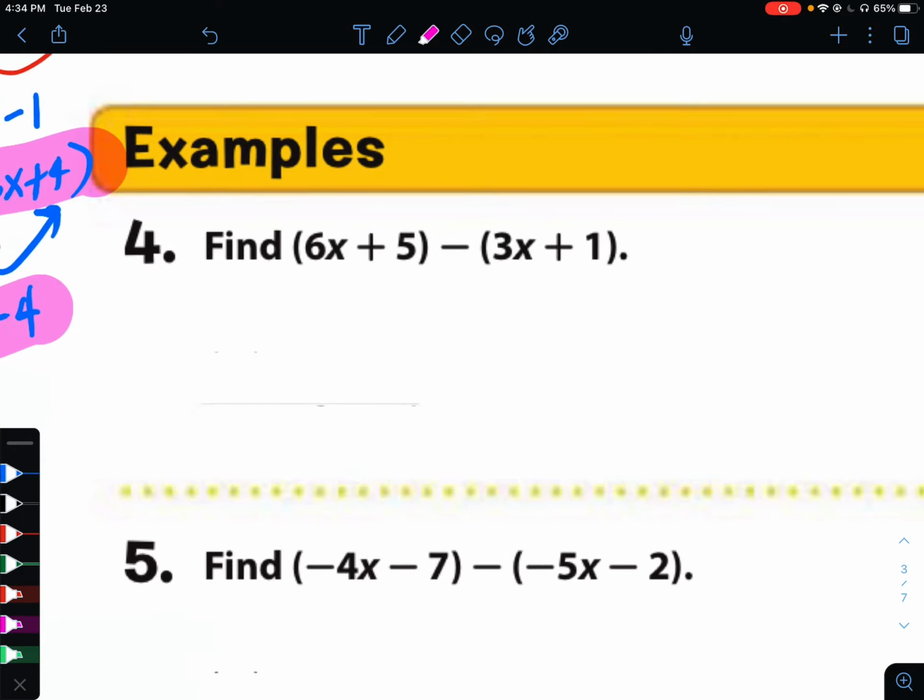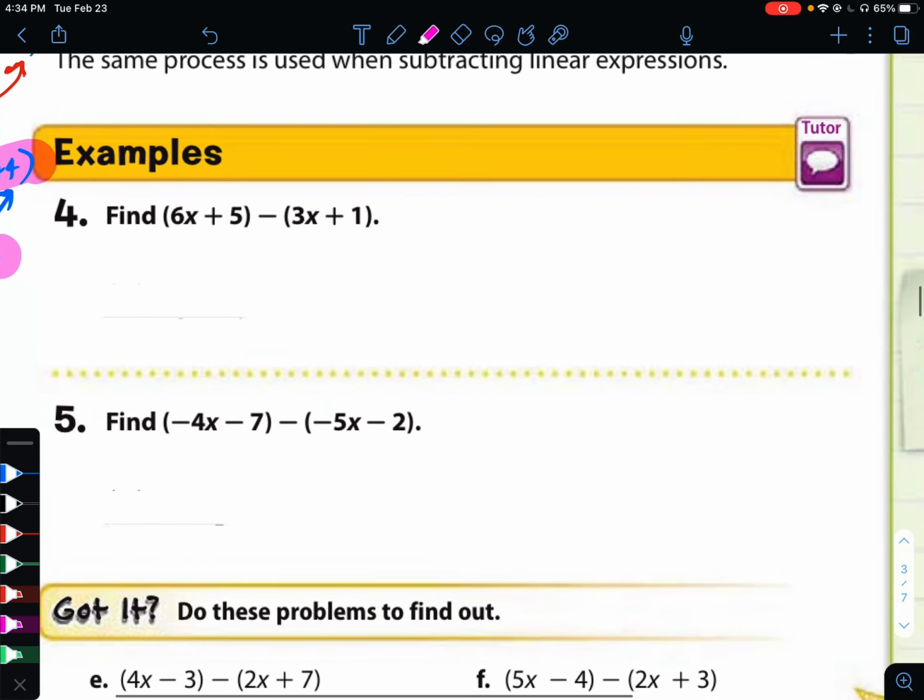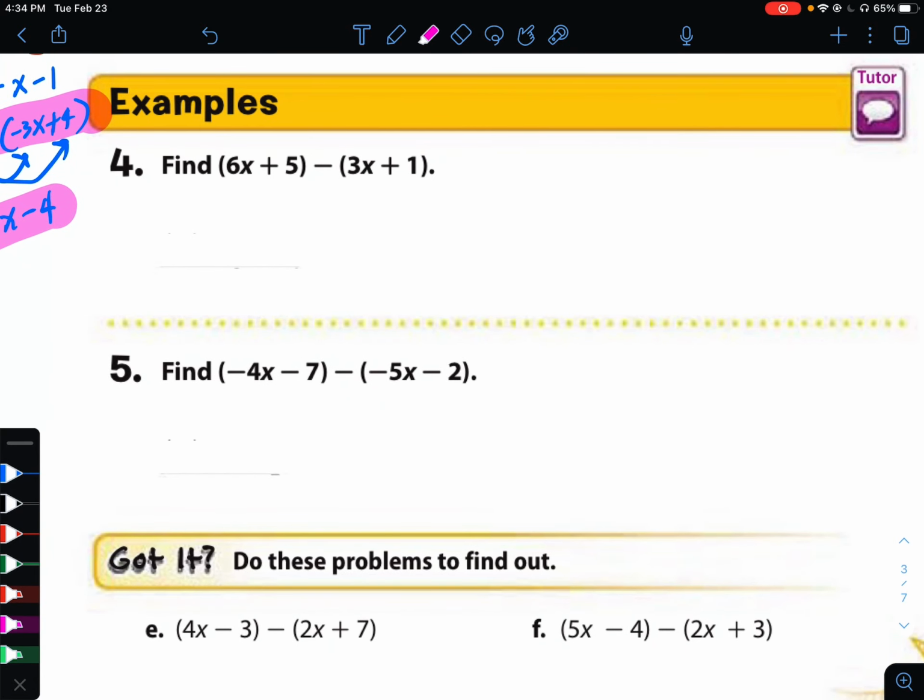Let's take a look at example number 4 and see how that works. Find the quantity 6x minus 5, okay, minus the quantity 3x plus 1. So first we need to arrange them, okay, like terms in columns. So when we arrange like terms in columns, we arrange 6x with 3x and 5 and 1.